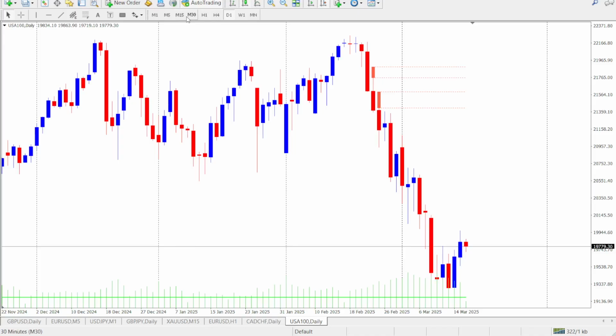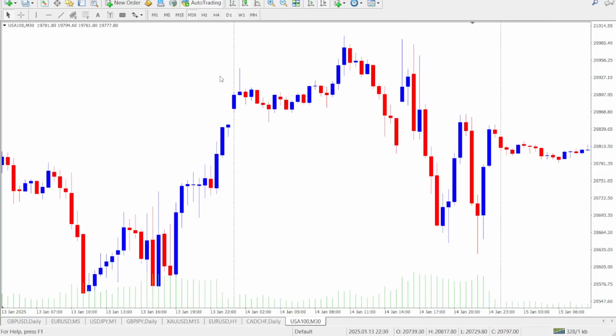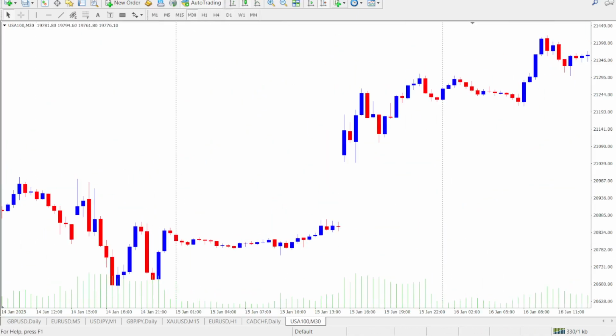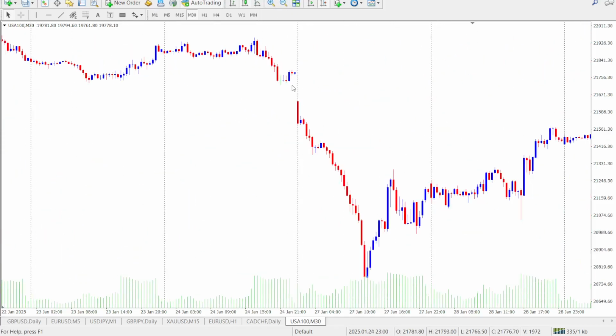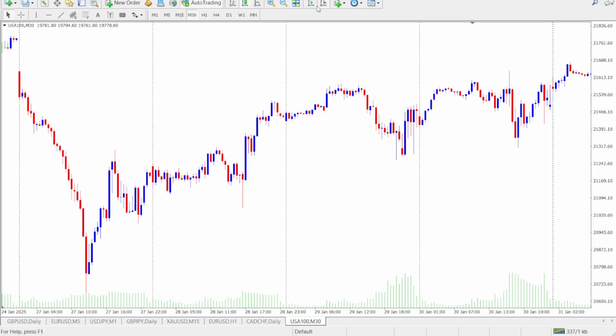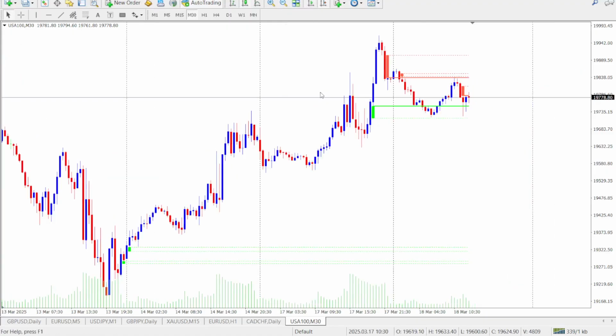So installing the FVG indicator is quite simple. We've already talked about how to install an indicator in a previous video. You might want to check that out. I already explained how to get your custom indicator, download it, and get it working on your chart. So you can check out that video if you don't know how to install this fair value gaps indicator.